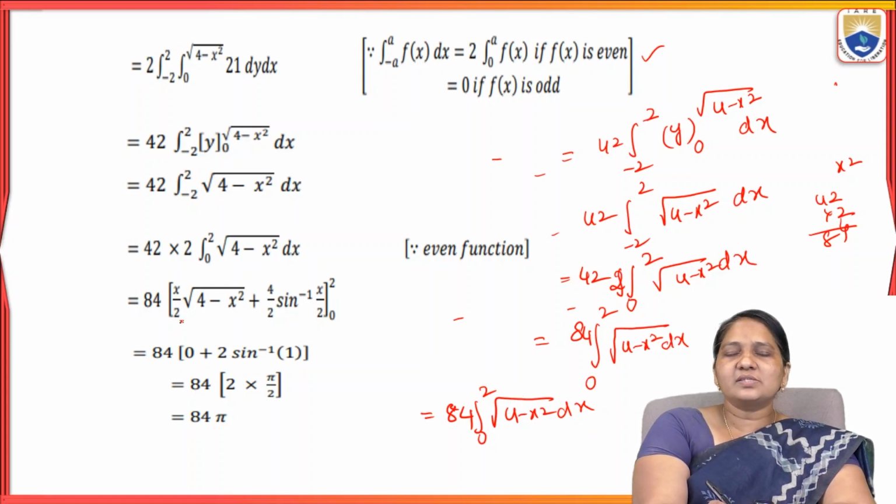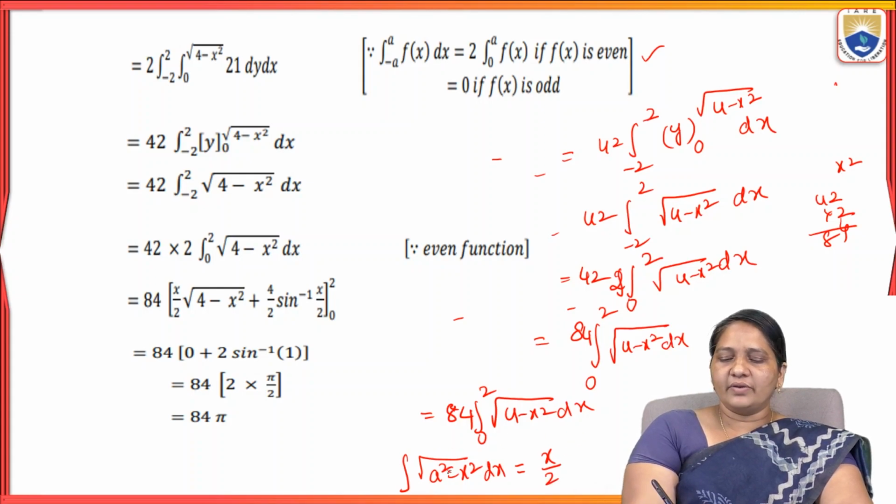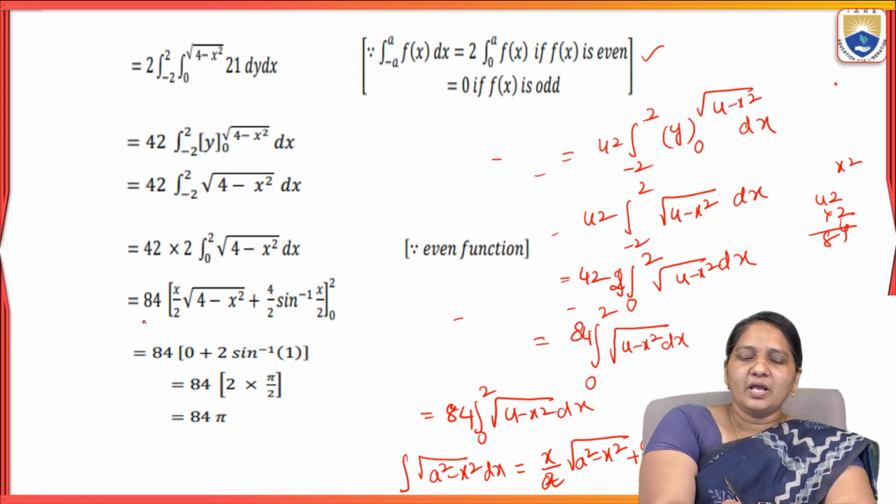So based on that, it is a by 2 x by 2 square root a square minus x square plus a square by 2 sin inverse x by a. Based on that formula, I will write the formula here: integral of square root a square minus x square dx equals x by 2 square root a square minus x square plus a square by 2 sin inverse x by a. Here the value of a is 2. This is the formula.